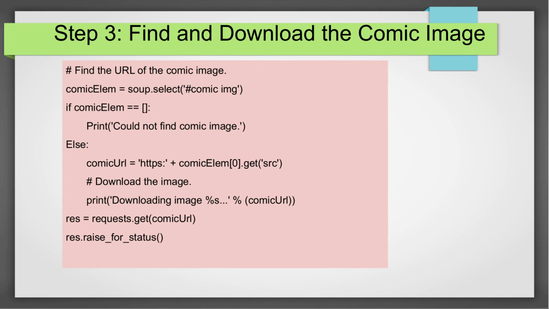If your selector doesn't find any elements, then soup.select('#comic img') will return a blank list. When that happens, the program can just print an error message and move on without downloading the image. Otherwise, the selector will return a list containing one img element. You can get the src attribute from this img element and pass it to the requests.get function to download the comic's image file.